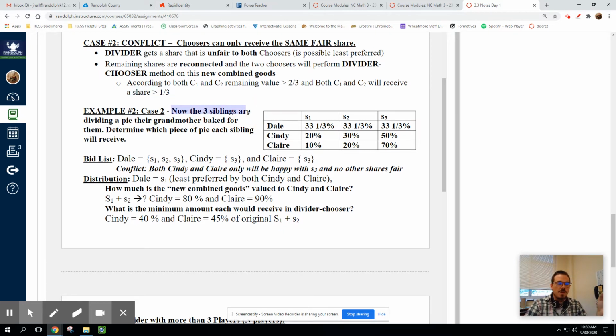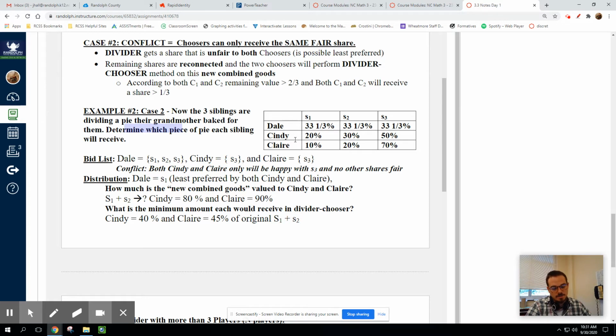This is going to be for the conflict, and it says that three siblings are dividing a pie their grandmother baked for them. Determine which piece each sibling will receive. So same Dale, Cindy, Claire scenario. And Dale is the knucklehead who cut it all up, and he can't cut according to his two sisters at all. And they don't like the way he cut that pie.